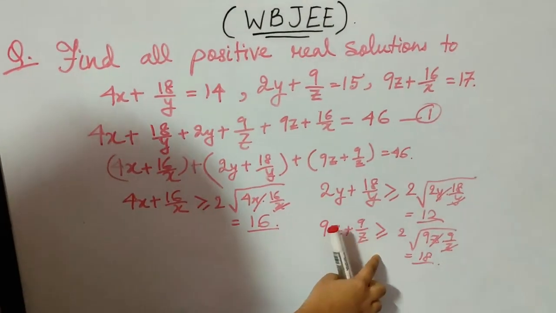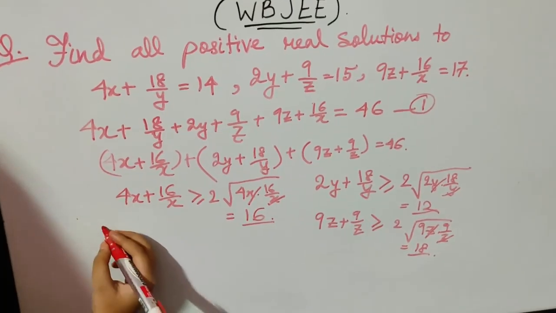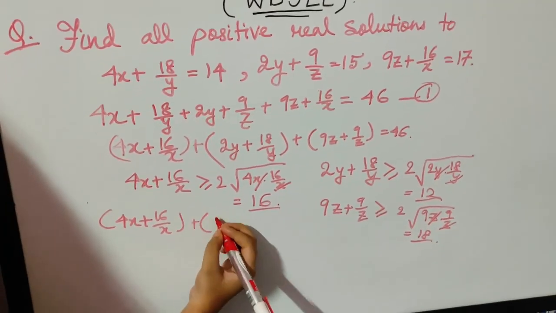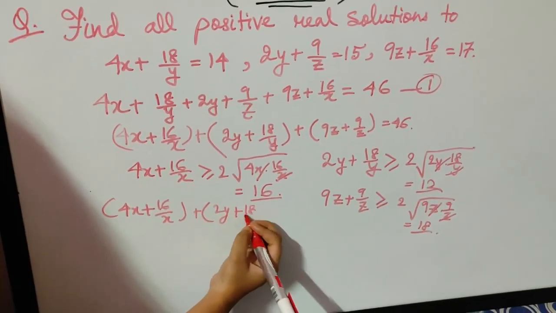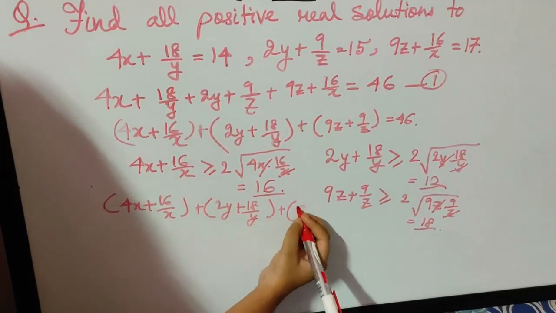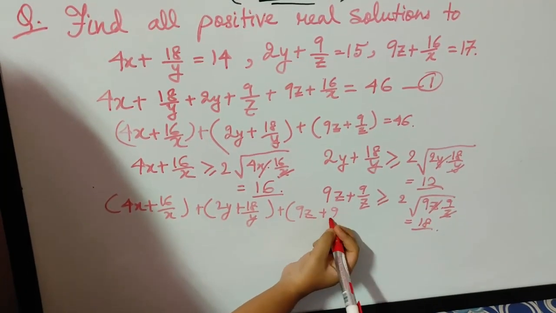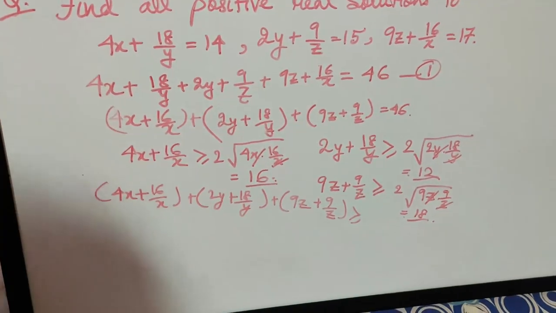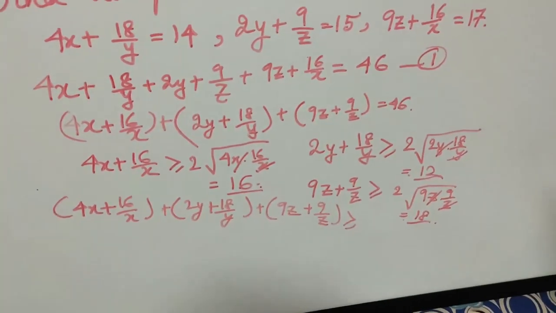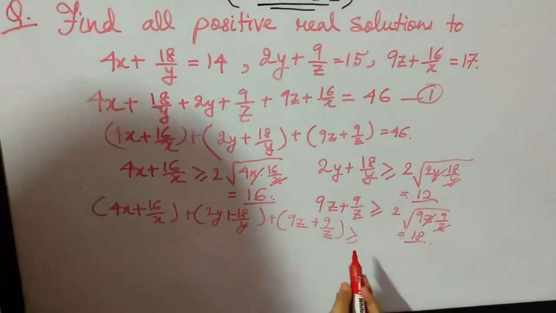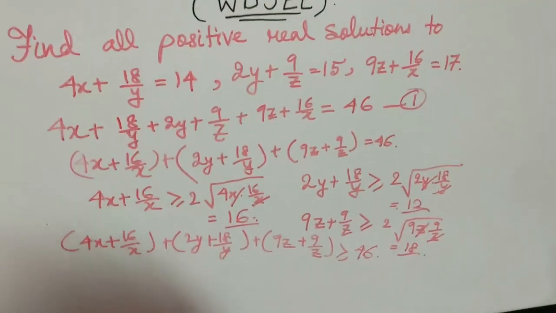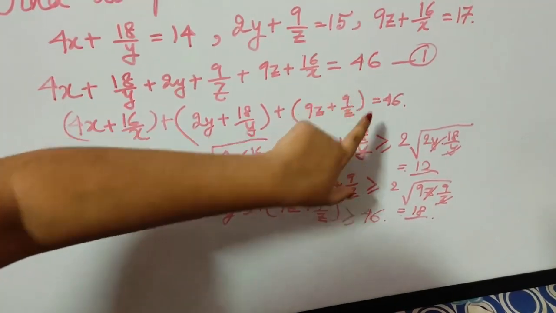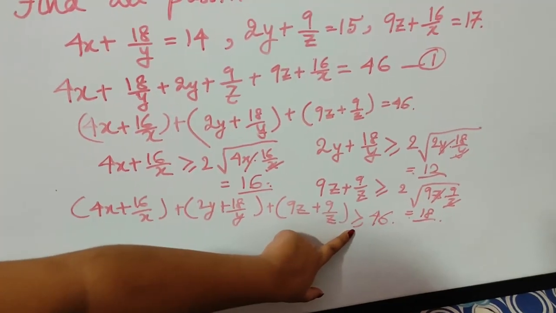So from these inequalities what are we getting? Adding these terms, 4x plus 16 by x plus 2y plus 18 by y plus 9z plus 9 by z should be greater than or equal to the sum of these three numbers. So we have 16 plus 12 as 28, 28 plus 18 as 46. So we are required this. Here the equality sign is happening with 46, and here we have the inequality as greater than or equal to 46.